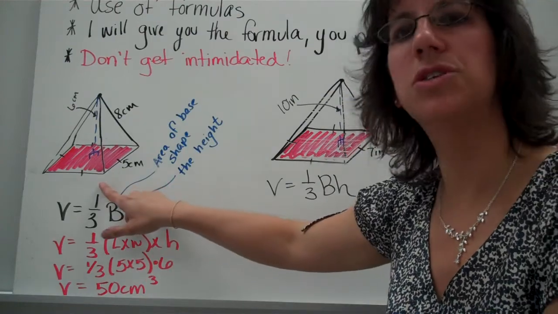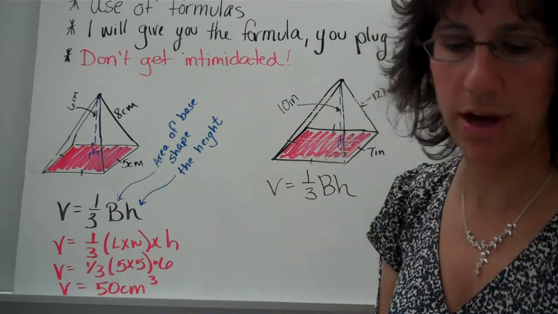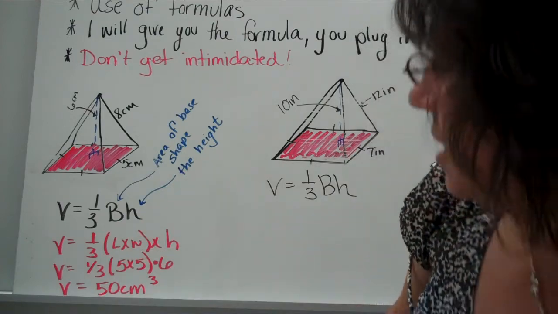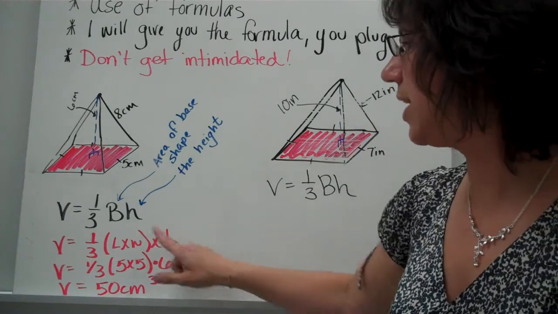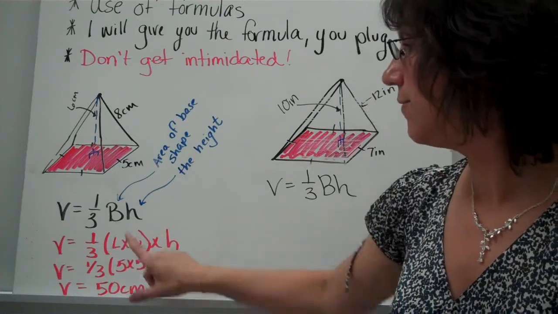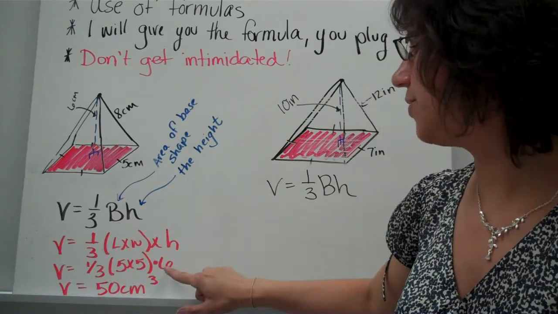So for instance, this is a square pyramid. So the B, you would find the area of a square. Notice that is the same as a rectangle, length times width. So look carefully at all the numbers and where I came up with them. For the base, I'm doing length times width, the 2 5s. And then for the height.